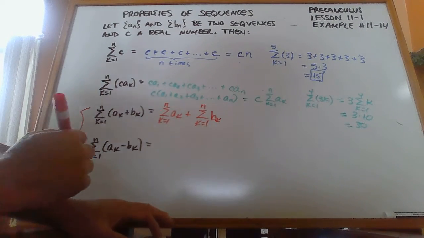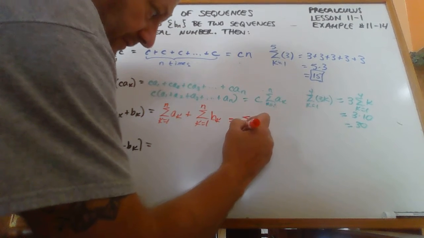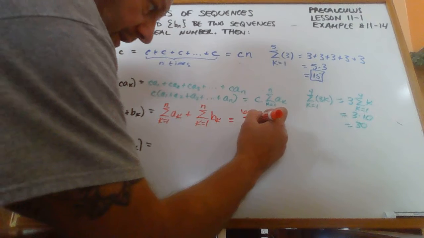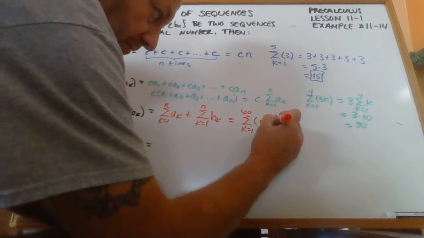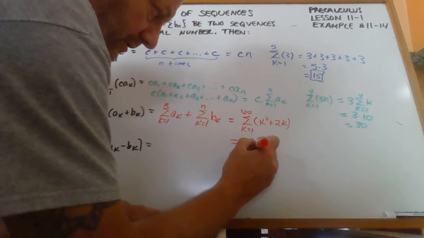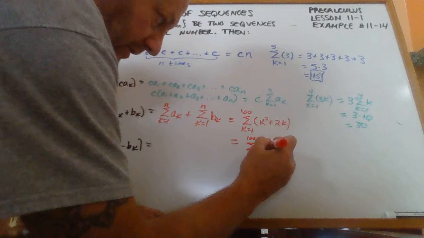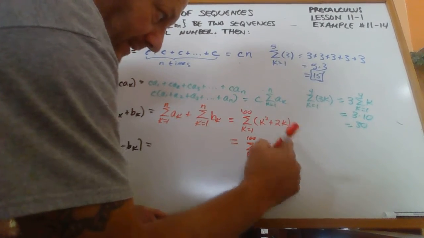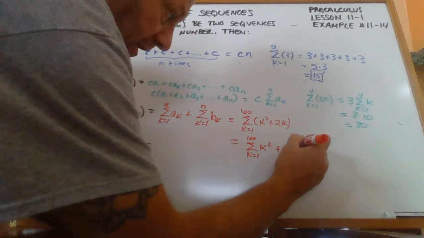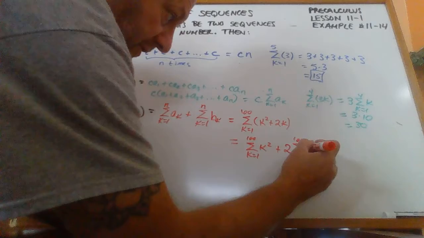So what this would mean is if I had something like this, the sum from k equals 1 to 100 of the k squared plus 2k's, I can break this apart and find the sum from k equals 1 to 100 of the k squareds, and then add to that, I got 2 here. Remember, I can factor that out like I did up here. So this would be 2 times the sum from k equals 1 to 100 of just the k's.